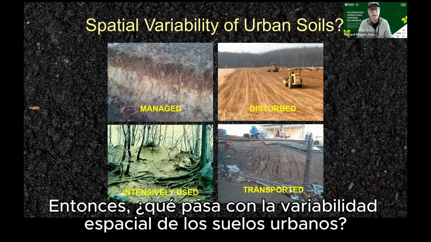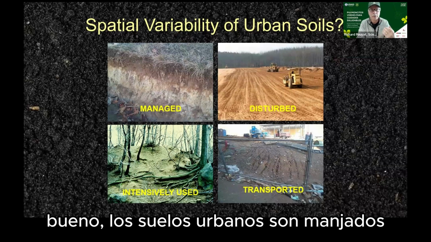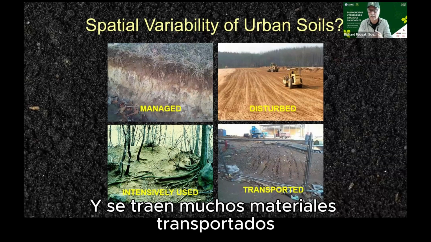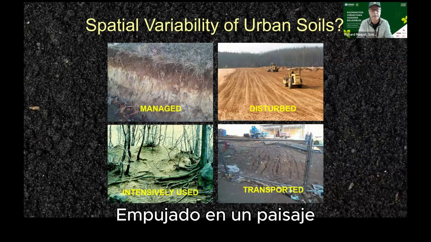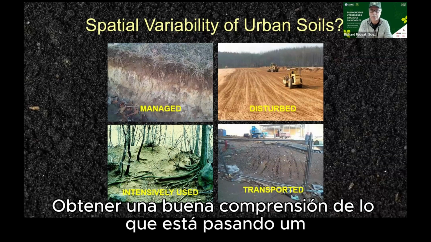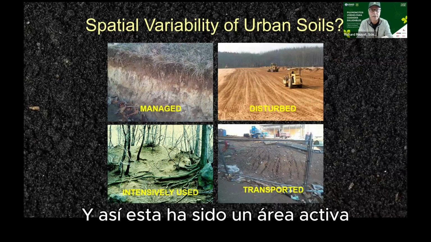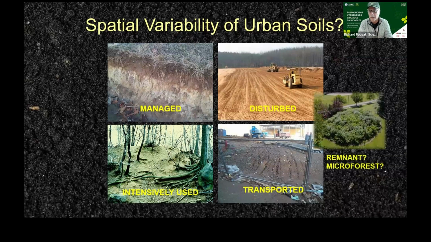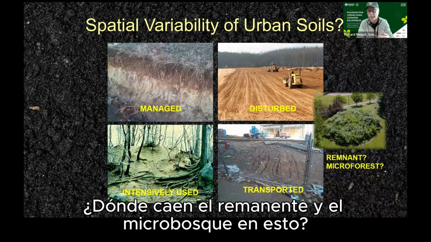So what about the spatial variability of urban soils? Well, urban soils are managed, they're disturbed, they're intensively used, and lots of transported materials are being pushed around in a landscape. That's really hard for a soil scientist to get a good understanding of what's going on. And so this has been an active area of research for urban soil scientists. And of course, where do remnant and micro forests fall into this?